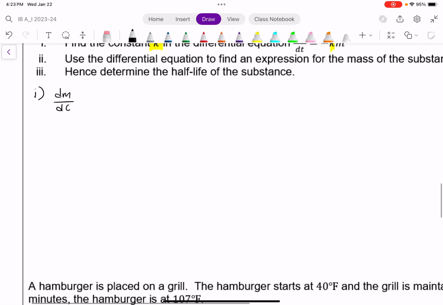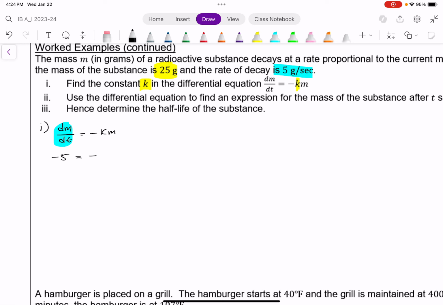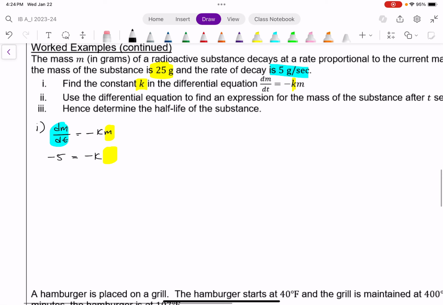dm/dt, the change in mass over time, is minus km. So that's it. We're told that at the start, this mass is 25 grams, and the decay is 5 grams per second, which means it's losing 5 grams a second, which means I know dm/dt is negative 5 when m is 25. Now I can solve for k quite quickly.